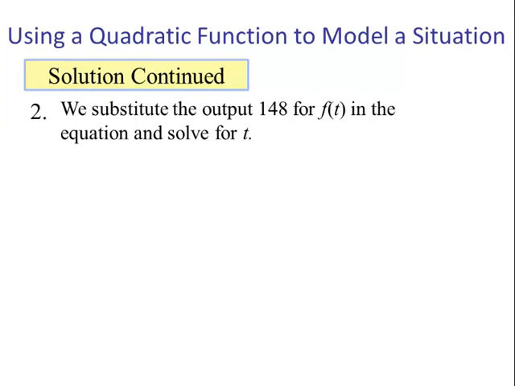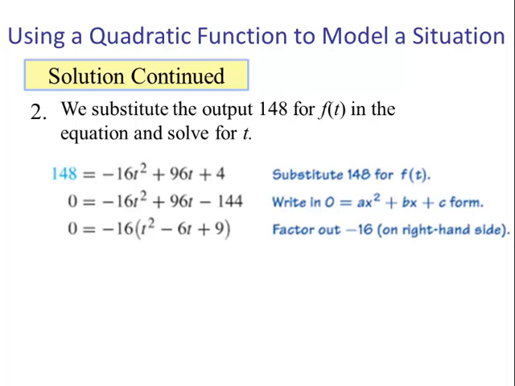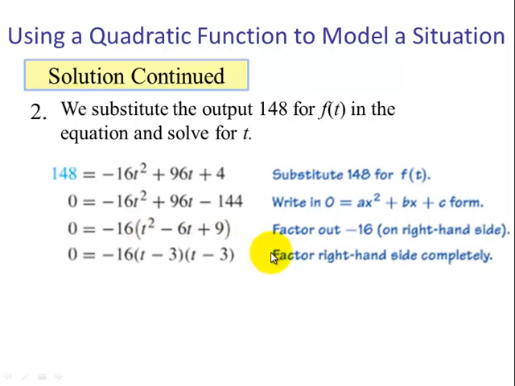Number 2, we substitute the output 148 for f of t in the equation and solve for t. Just like number 1, first step, we want to subtract 148 from both sides. This gives us 0 equals negative 16t squared plus 96t minus 144. Factoring out a negative 16 gives us the trinomial t squared minus 6t plus 9. Next we want to factor this, and we get t minus 3 times t minus 3 times negative 16.